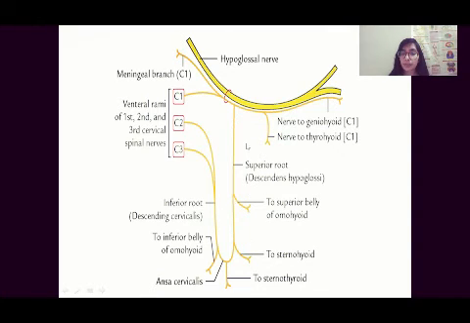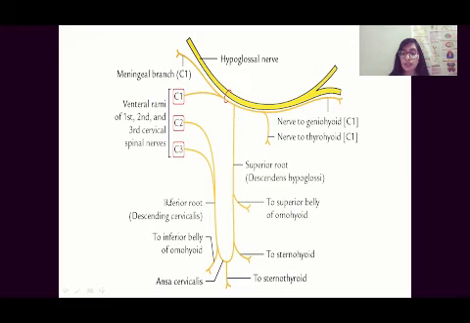Superior root is going upwards, so it is known as descendens hypoglossi. Inferior root is going downwards, so it is known as descending cervicalis. Okay, so superior root, which is also known as descendens hypoglossi, supplies one muscle, that is the superior belly of omohyoid. And inferior root supplies the inferior belly of omohyoid, sternohyoid and sternothyroid.